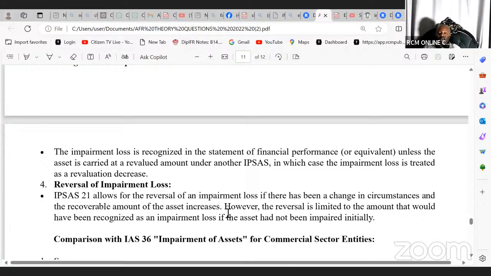IPSAS 21 allows for the reversal of an impairment loss if there has been a change in circumstances and the recoverable amount of the asset increases. However, the reversal is limited to the amount that would have been recognized as an impairment loss if the asset had not been impaired initially. They're basically giving us a cap. They're basically giving us a limitation.